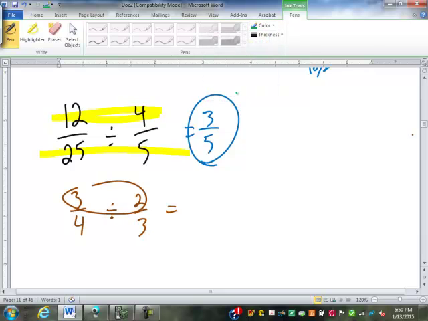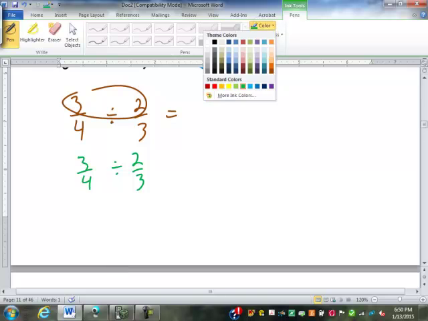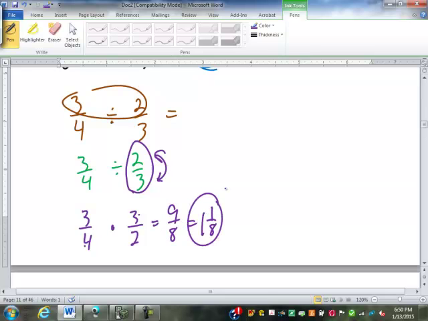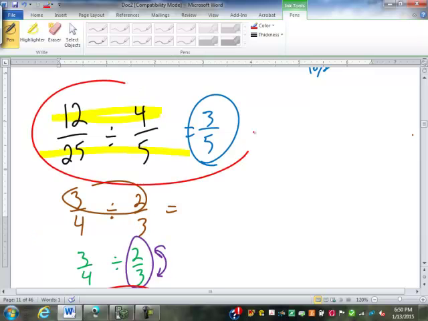What have we been taught to do with problems like this? We don't divide, we multiply. It becomes 3/4 times, we use that fancy word called the reciprocal. You flip this over, times 3 over 2. 3 times 3 is 9. 4 times 2 is 8. 9/8 or 1 1/8. Believe it or not, this multiplying by the reciprocal came from this.